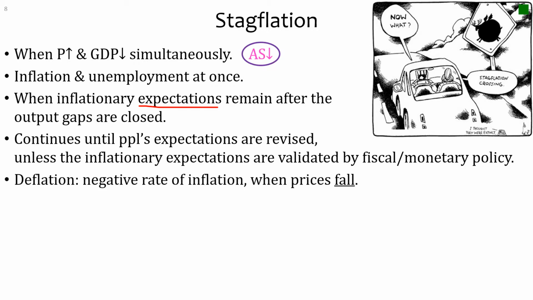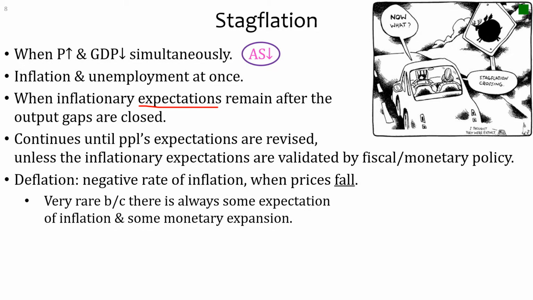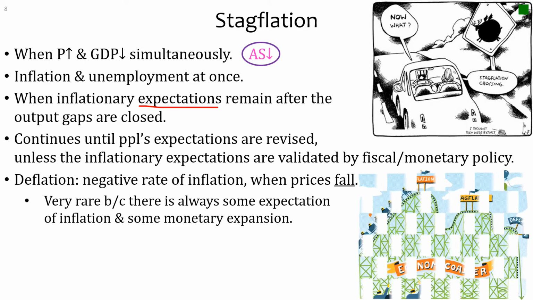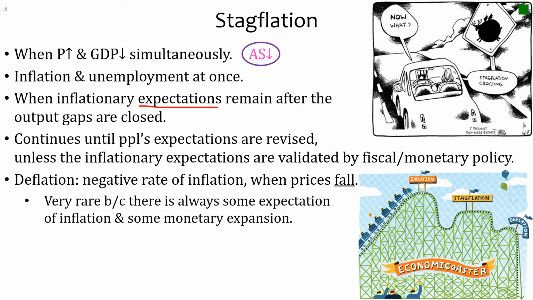We have something called deflation, which is a negative rate of inflation, when the prices fall. Now, is it common for the prices to fall? It's not very common. Actually, it almost never happens because of expectations of people. People already expect prices to rise, and there is always some monetary expansion. It happened during the Great Depression and also in Japan in the 2000s, but those are two very rare examples of deflation.